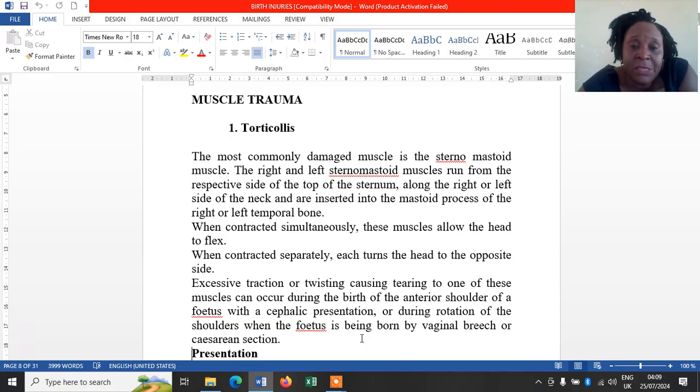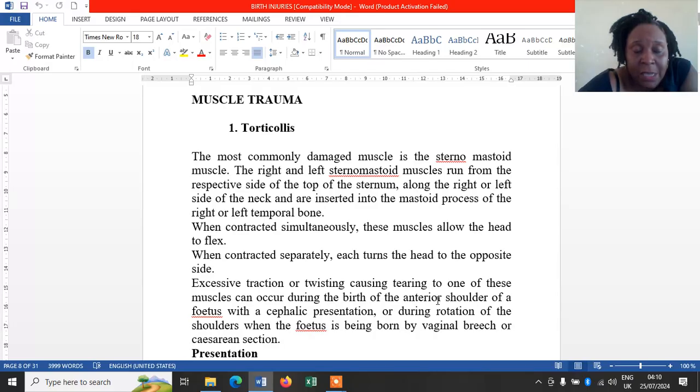So the injury which is going to affect the sternomastoid muscle will affect the baby from turning the head from side to side. Excessive traction or twisting causing tearing of one of these muscles can occur during birth of the anterior shoulder of the fetus with a cephalic presentation, or during rotation of the shoulder when the fetus is being born by vaginal breech or cesarean section.